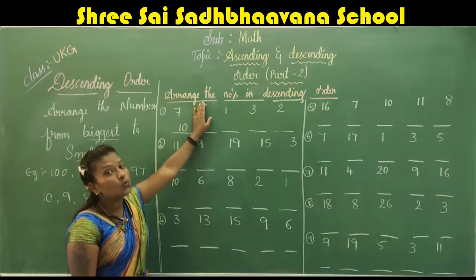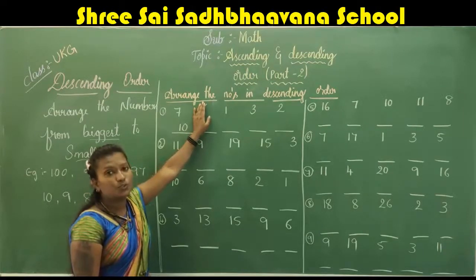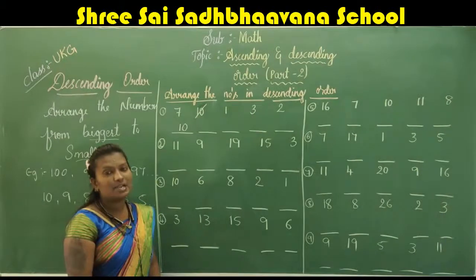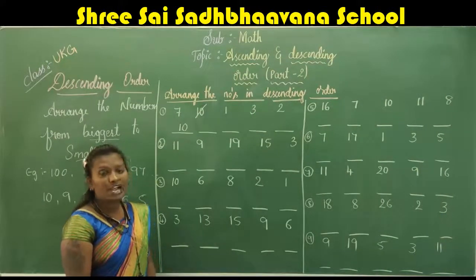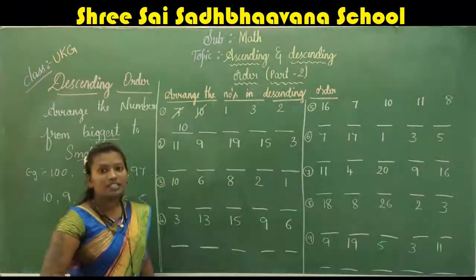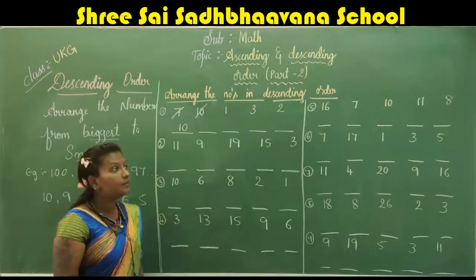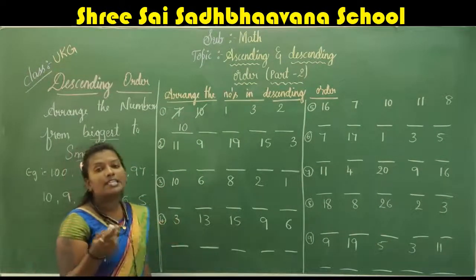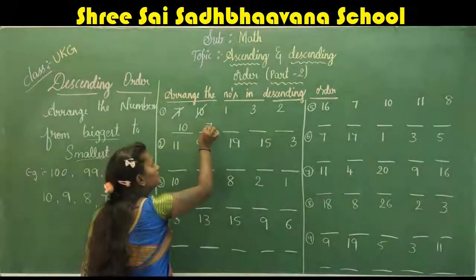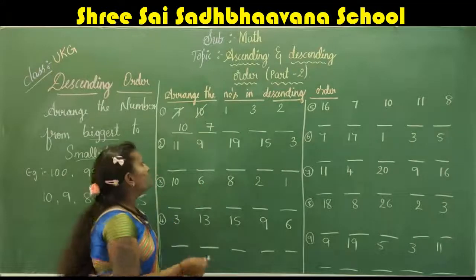Number 7, 1, 3 and 2. Which is the biggest number in these 4? Yes, number 7 is the biggest number. So now what do we have to do? Yes, we have to cancel number 7. And where do we write that number? Yes, below 10, in the second place, we write number 7. Okay, next.